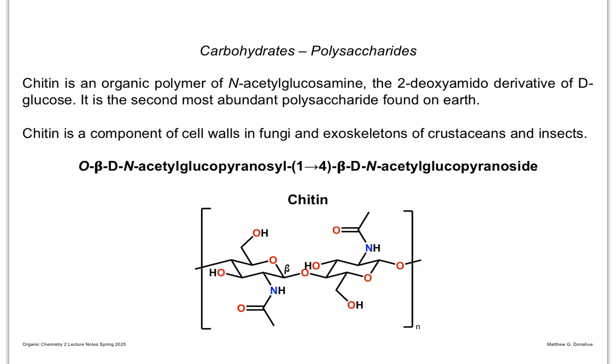Chitin is a derivative of glucose, but now when we look at the name, an OH group has been substituted. So we have an amino group that's been acylated, so this is called N-acetylglucopyranose. You see that similar 1-to-4 linkage there. And so chitin is a component of cell walls in fungi and exoskeletons, such as crustaceans and insects.